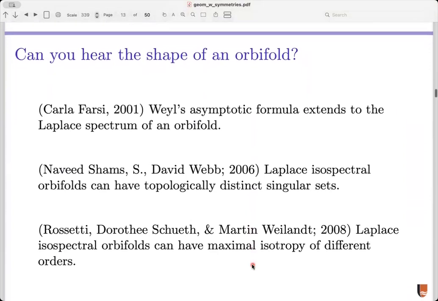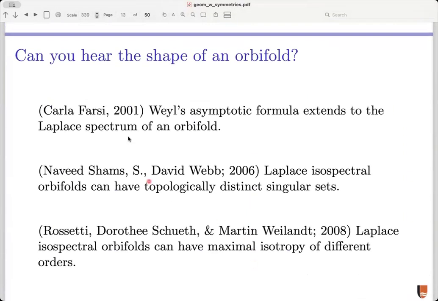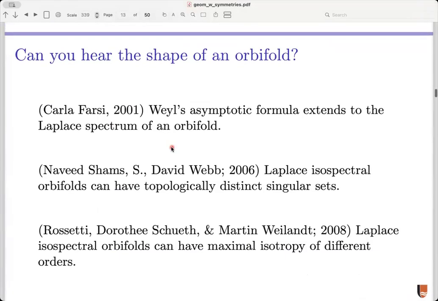Some early results in the question of can you hear the shape of an orbifold? One was in 2001 by Carla Farsi. She showed that Weyl's asymptotic formula extends from the manifold setting to the orbifold setting. And that formula talks about how the eigenvalues are growing as they diverge to positive infinity. So the growth of the eigenvalues has an asymptotic expression, and in that expression, you pick up the dimension and the volume of the orbifold, just like in the manifold setting. So in short, the Laplace spectrum of an orbifold tells you its dimension and its volume.